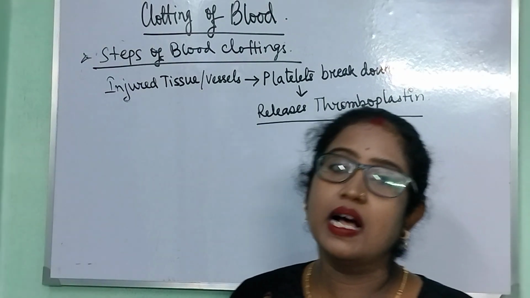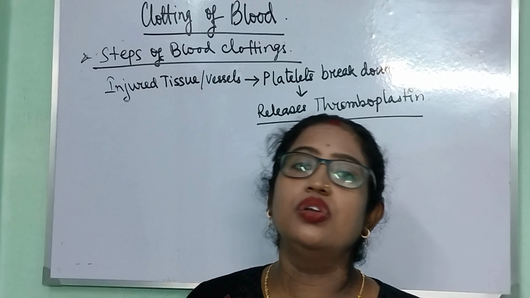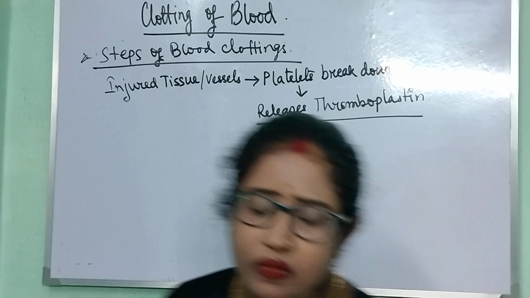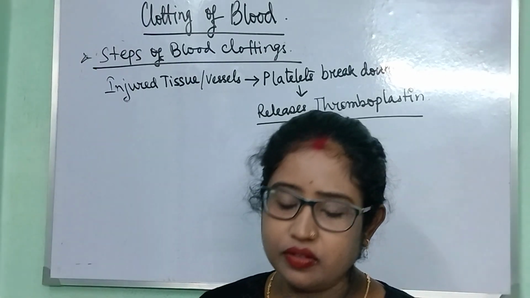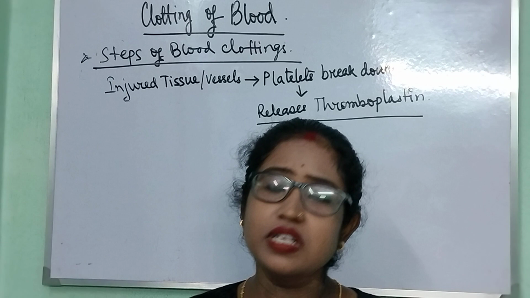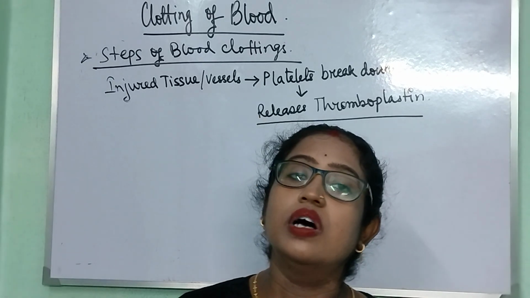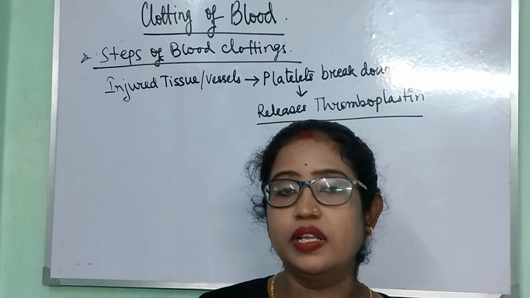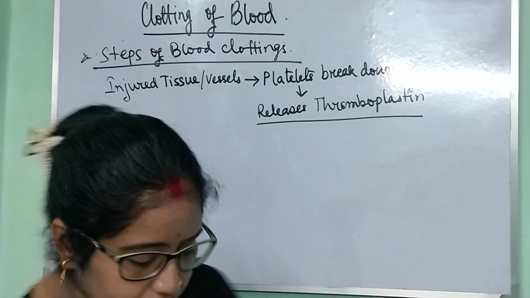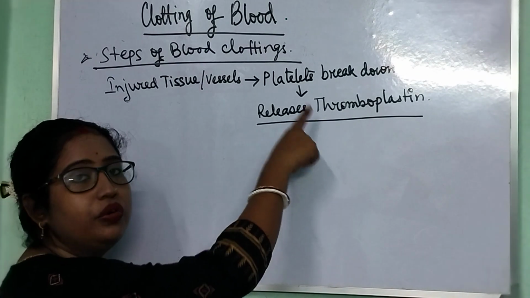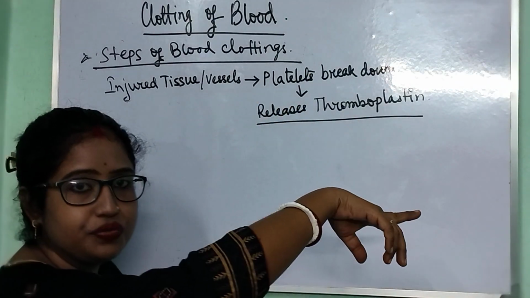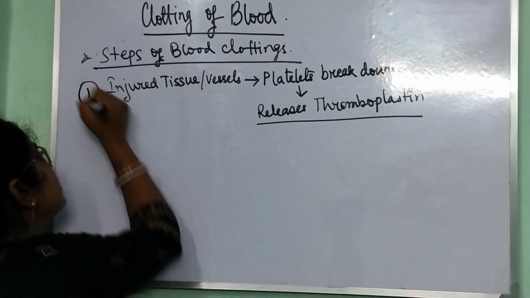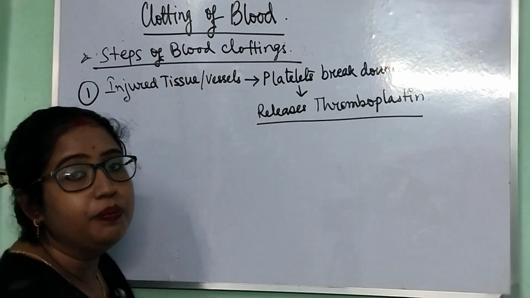Now, the blood plasma contains a soluble protein known as fibrinogen. Thromboplastin won't convert the fibrinogen to fibrin alone. Firstly, it changes the prothrombin protein present in blood. This is the first reaction. The second one is the prothrombin.